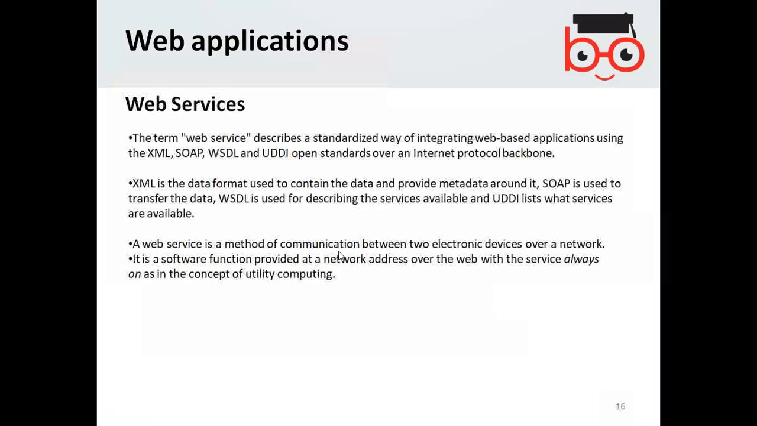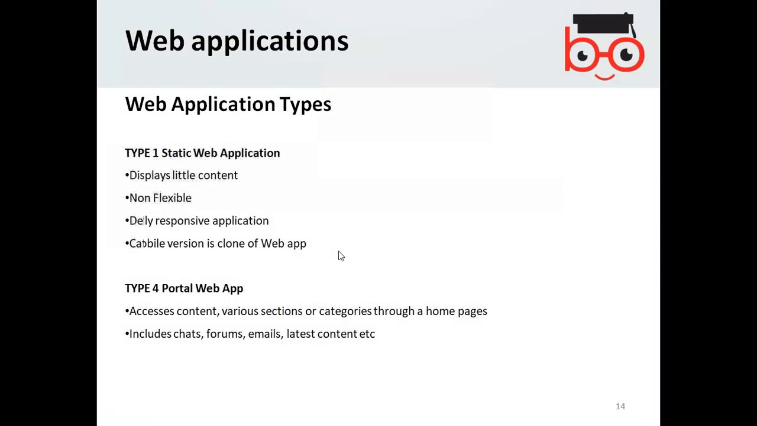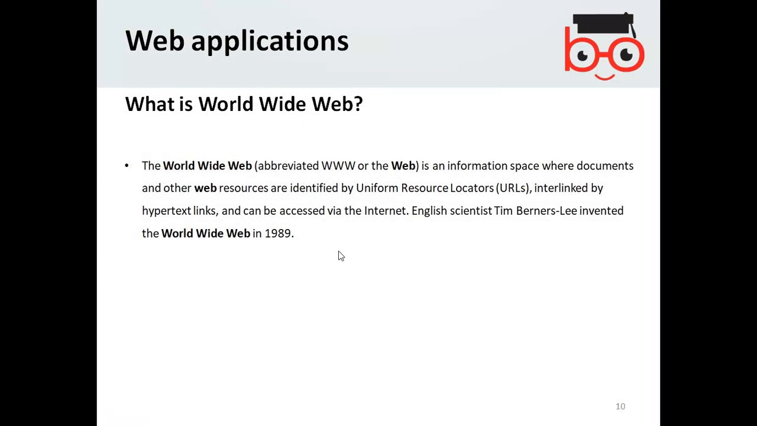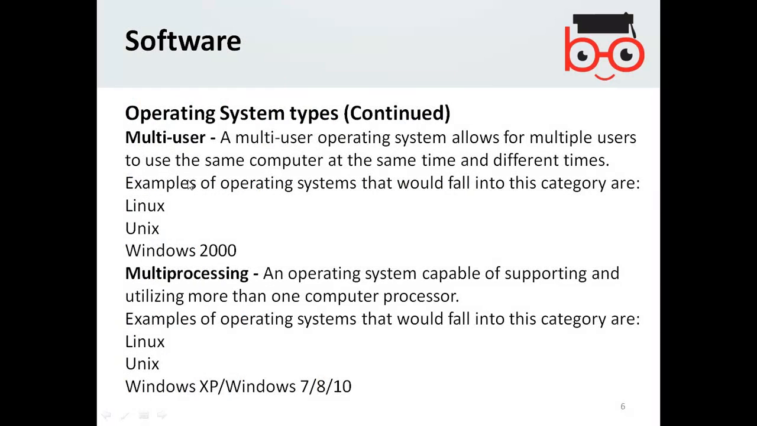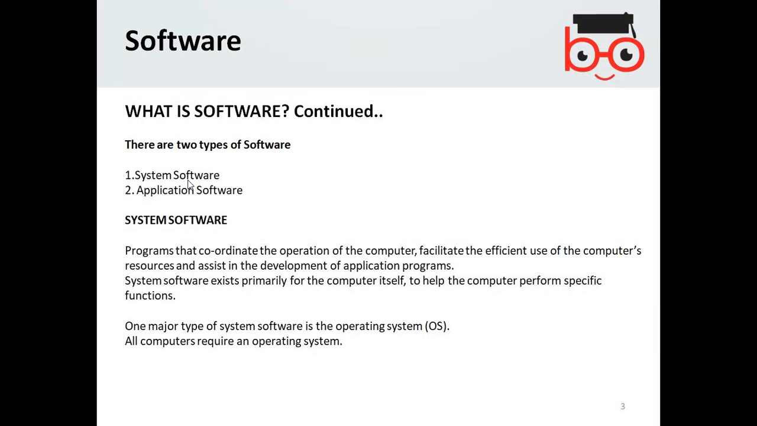We discussed the types of web applications, and we discussed application software, the types of software, operating systems, and that system software and application software are among them.